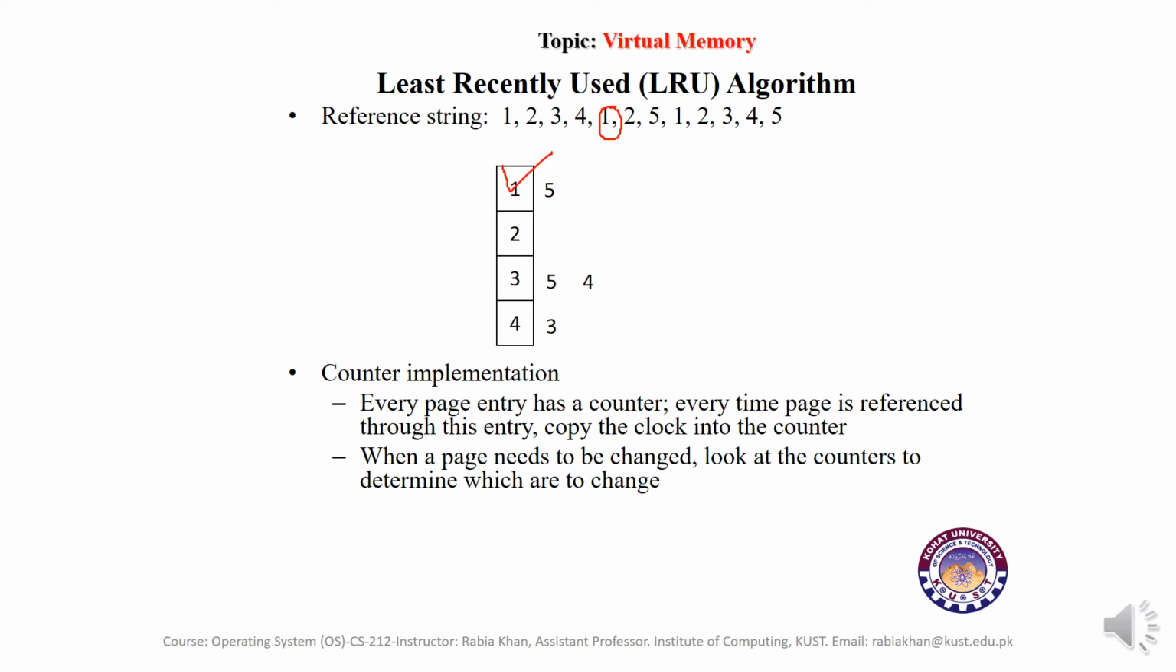Next required page is page number 2, and it is also already present in frame number 2. Next requirement is page number 5. Since page number 5 is not present, we have to first create space for it.